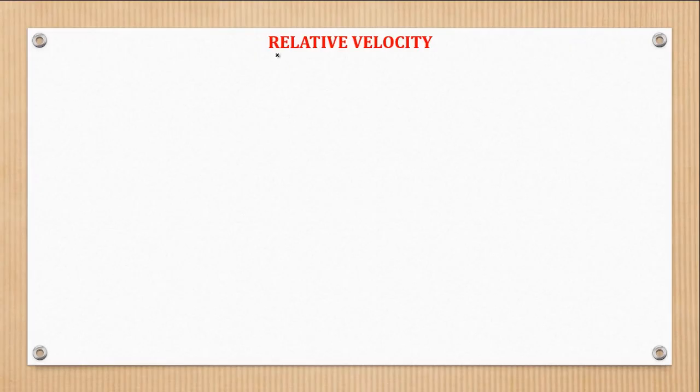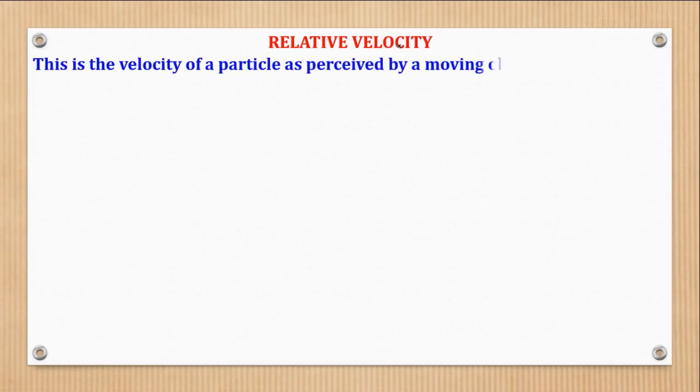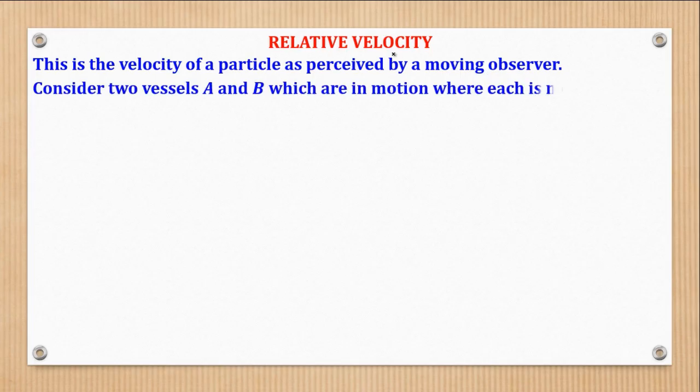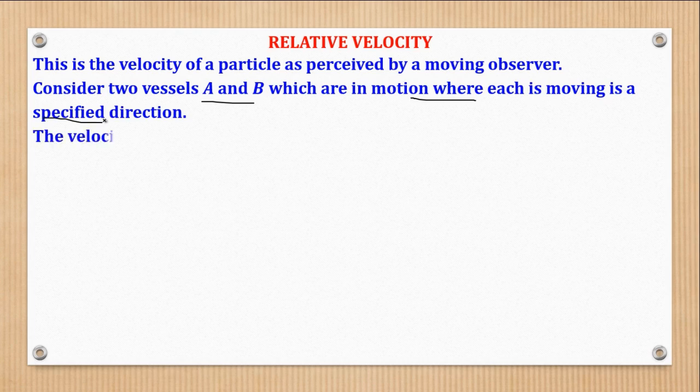So what we have been covering has been resultant velocity. Now we shall go to what we call relative velocity. So relative velocity is the velocity of a particle as perceived by a moving observer. So let's consider two vessels A and B which are in motion, where each is moving in a specified direction.